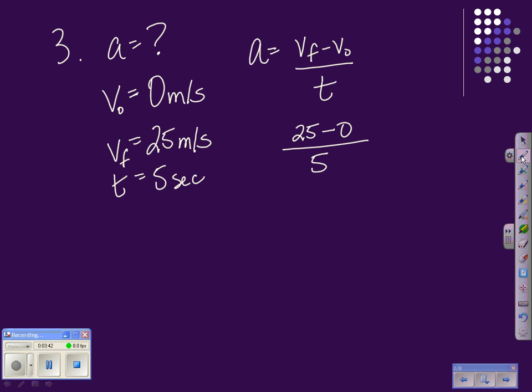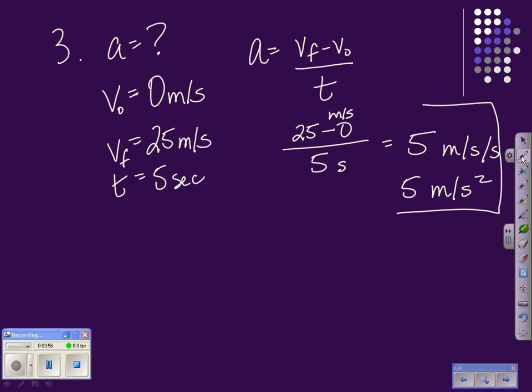Again, this is meters per second on the top, and this is seconds on the bottom. So I'll end up with 5, and the units would be meters per second, or you could say 5 meters per second squared. Either one of those works. Do I have everything I need? Variables, formula, work, answer, and units. Yes, I have all 5 things that I'm looking for.